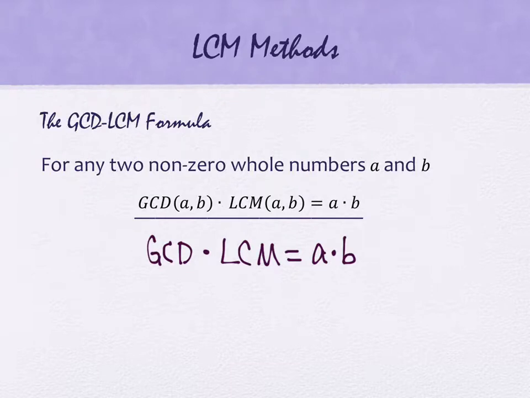Notice it only works for two numbers, a and b. There's not a relationship that I can create a formula for three numbers. It's only going to work when I'm comparing two numbers and finding their quantities, okay?